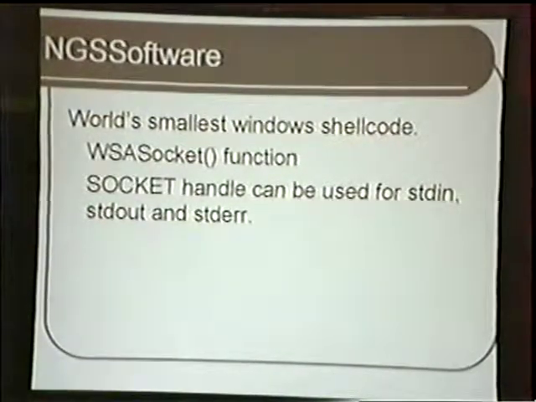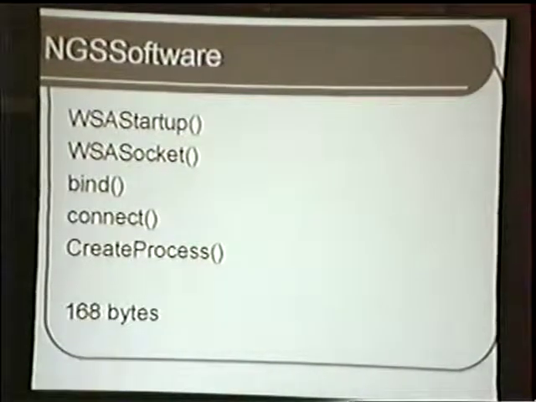So we'll be using WSASocket to do this. Essentially what we need to do is call WSAStartup, then WSASocket, bind that socket to the IP address, connect, and then create the process, passing it the handles. Now, if sockets are already loaded into the address space, i.e. ws2_32.dll and wsock32.dll are loaded into the address space, we don't actually need to call WSAStartup because it's already been started up.